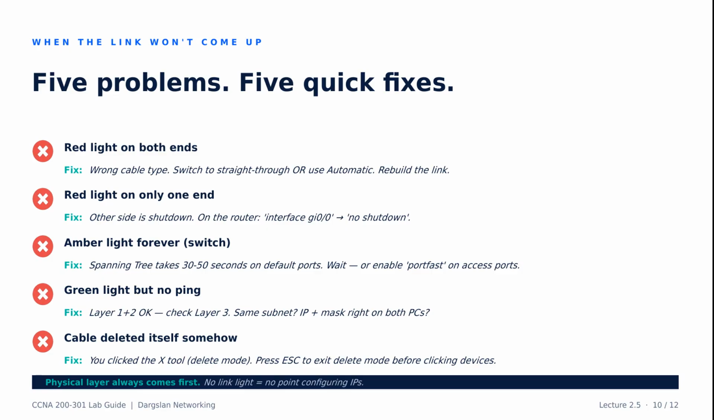But what if that ping doesn't come back? Here are the 5 things that bite everyone. Red lights on both ends? Wrong cable. Swap it. Red on just one side? The router interface is shut down. No shutdown fixes it. Amber forever on a switch is just spanning tree thinking. Give it 30 seconds. Green lights but no ping means layer 3. Check your IPs and masks. And if a cable vanishes, you're still in delete mode. Hit ESC. Remember, physical layer always comes first. No link light, no point touching IPs.